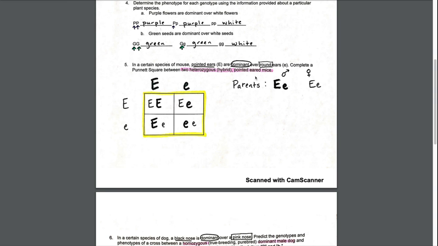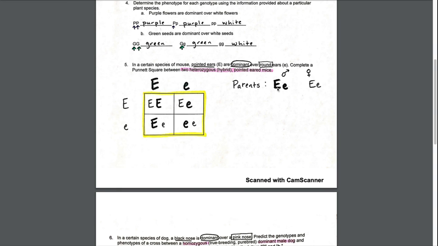We want to write out the parent alleles, capital E, lowercase e, capital E, lowercase e. These parents, this is the male and this is the female. I just designated them, but it doesn't specify male versus female in the word problem itself. Again, their genes are represented by two alleles. And in this case, because they're heterozygous, it's one capital and one lowercase.